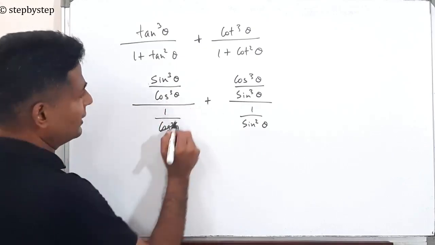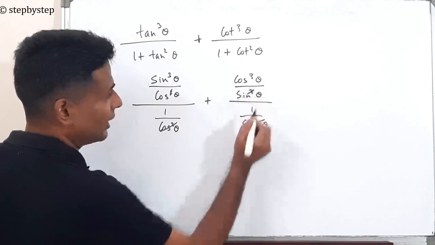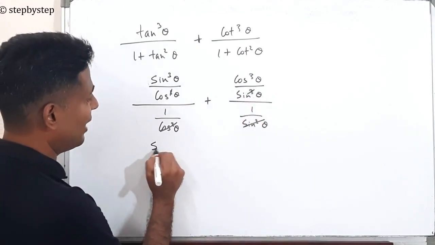Now 2 cos from here and the cos from here will go, and 2 sin from here will go. So what do I have remaining?